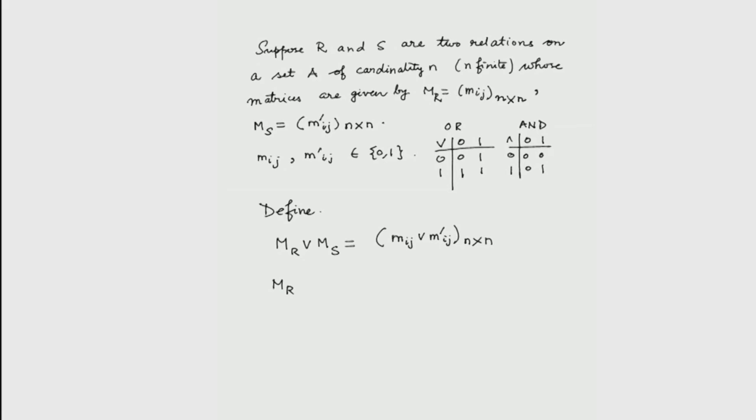Similarly, we will take these two matrices MR and MS and take element wise AND to determine another matrix which we will call the AND of these two matrices. Now, the question is, what is the use of doing this? We will shortly see that the AND and OR of these two matrices correspond to union and intersection of the relations. Let us look at it by an example. So, we check one example.